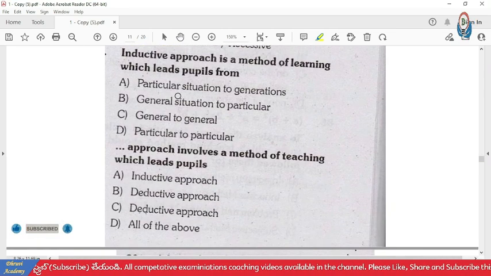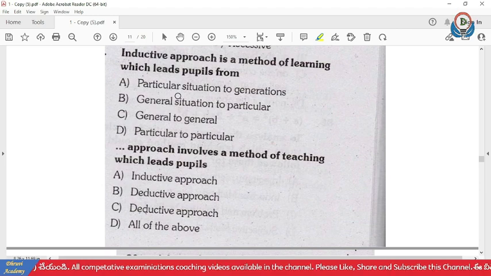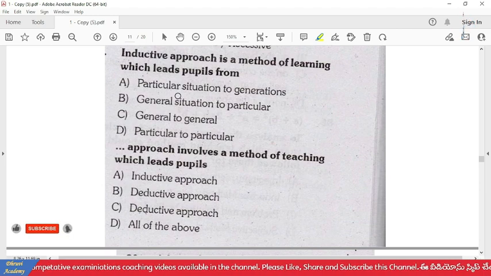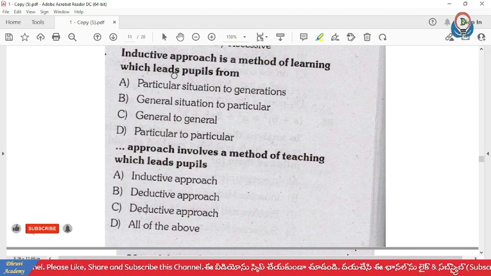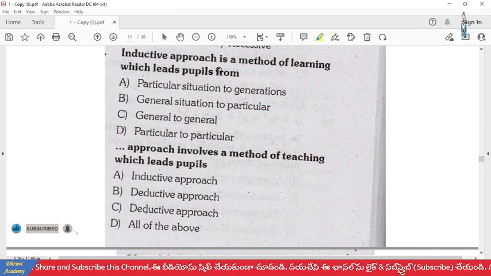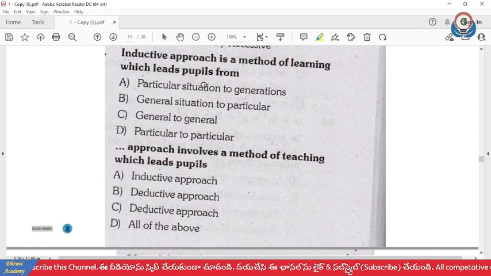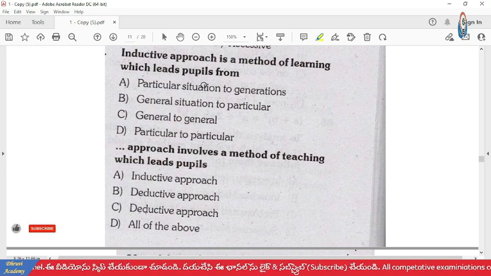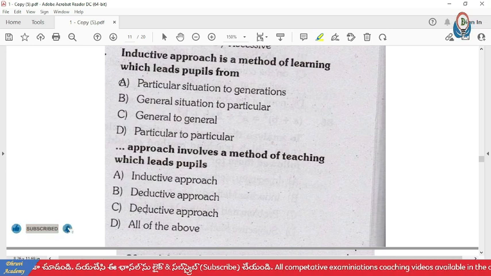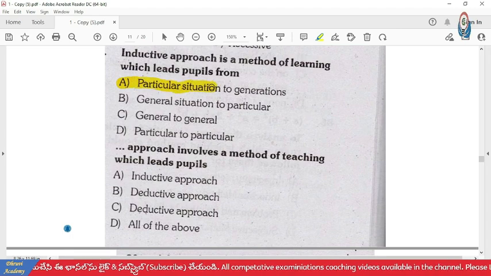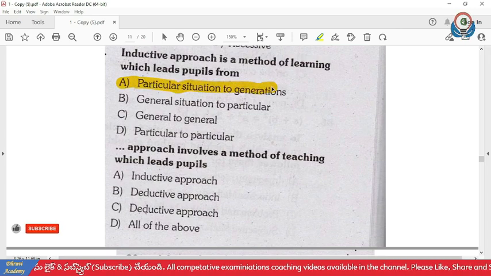Inductive approach is a method of learning which leads people from A. a particular situation to generalization. B. General situation to particular. C. It's a general to general. D. Particular to particular. They are saying inductive approach is a method of learning which leads... Its answer is A. Particular situation to generalization. This is the right answer.